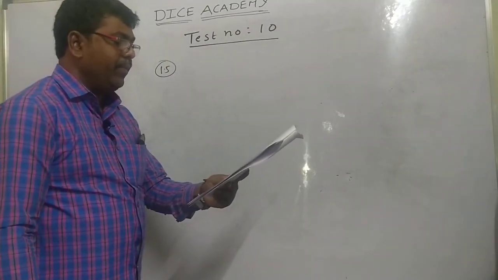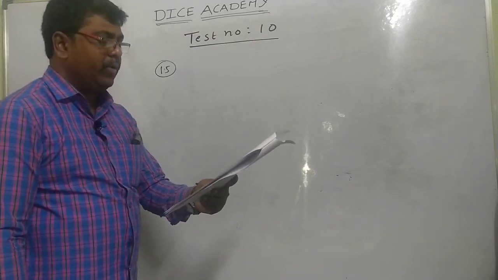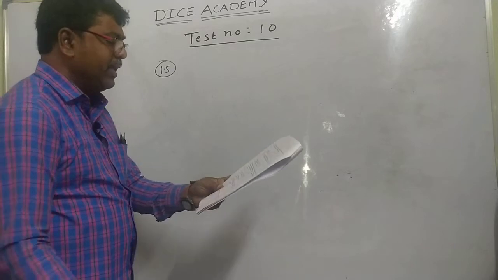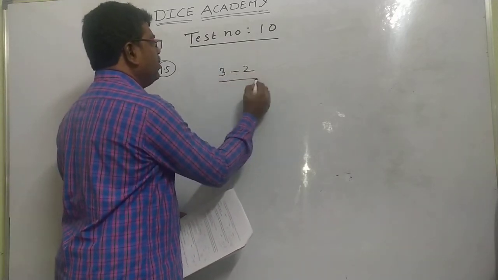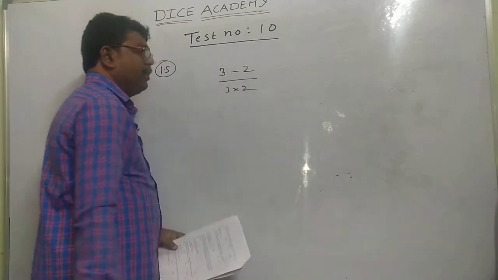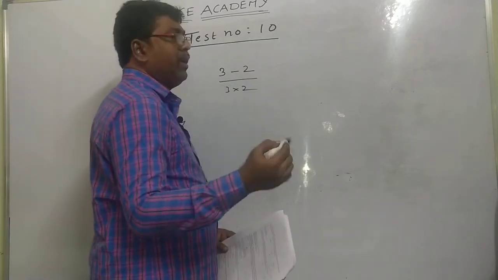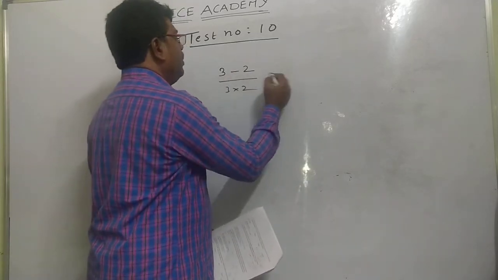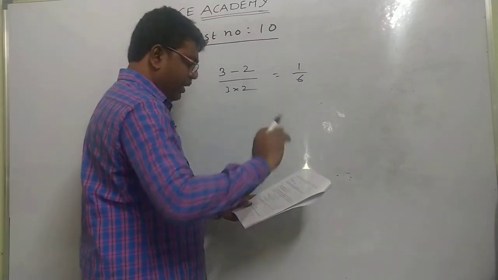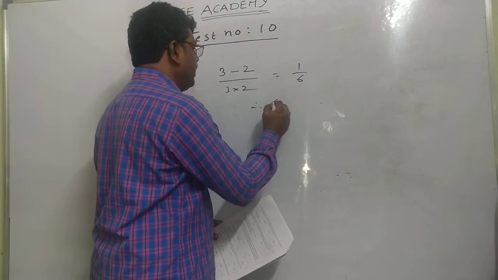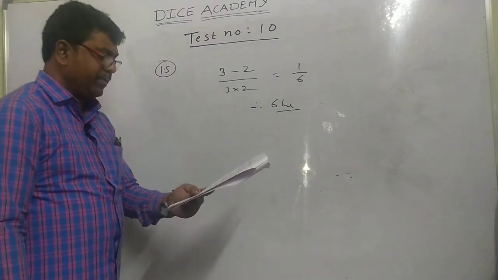15th problem. One tap can fill a cistern in 2 hours and another can empty it in 3 hours. How long will it take to fill the cistern with both working? This is directly a formula. One takes 2 hours and the other empties in 3 hours. The shortcut is 3 minus 2 by 3 into 2. Empty means you take minus, filling together means plus. So 3 minus 2 is 1 by 6. Reversing it, it will be 6 hours. 6 hours is the required answer.